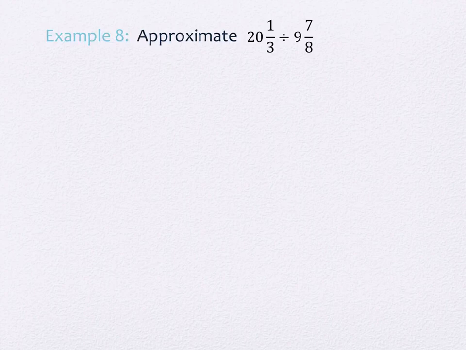All right, next one, approximation. So we're going to approximate 20 and 1/3 divided by 9 and 7/8. So the goal is not to do the division, it's to approximate, which means to change the numbers that we are given to make it easier to work with. 20 and 1/3 is really close to what? Don't overthink this. 20, thank you. 20. And 9 and 7/8 is really close to what? 10. So this is an approximation. So this question is approximately the same as asking what is 20 divided by 10, which is 2.